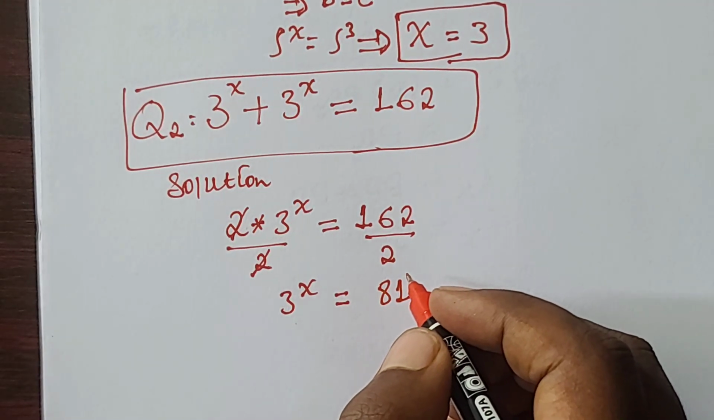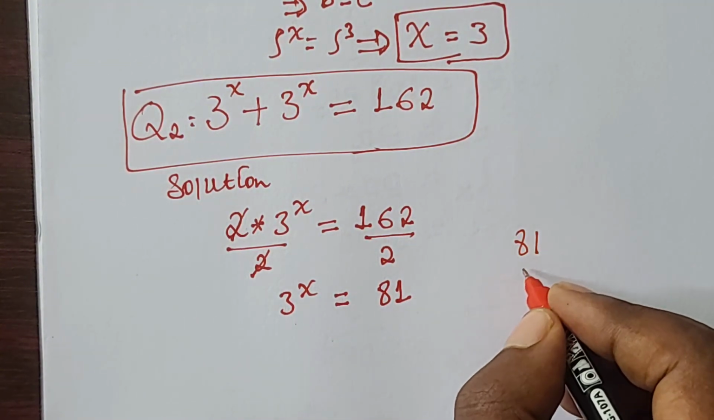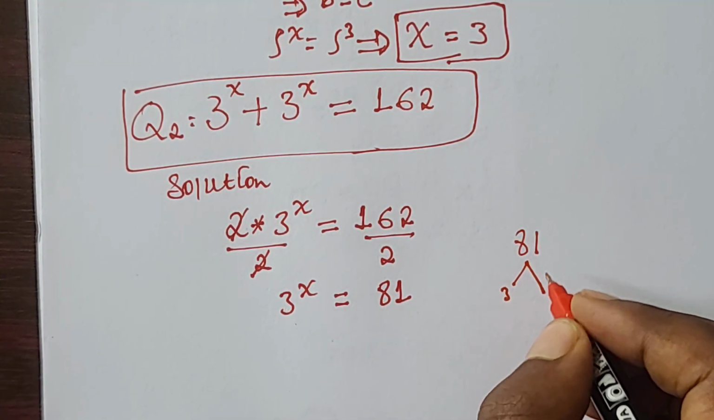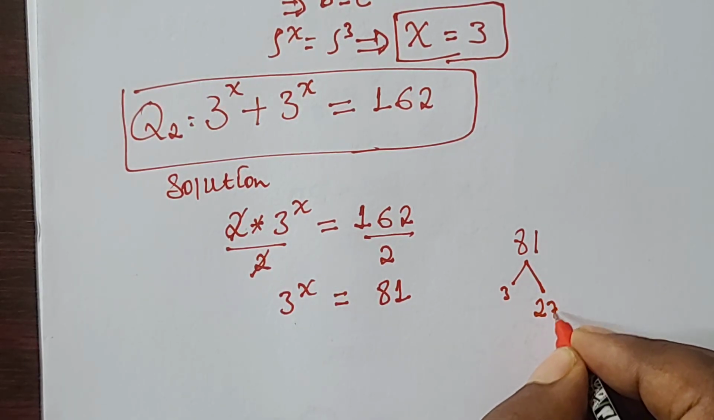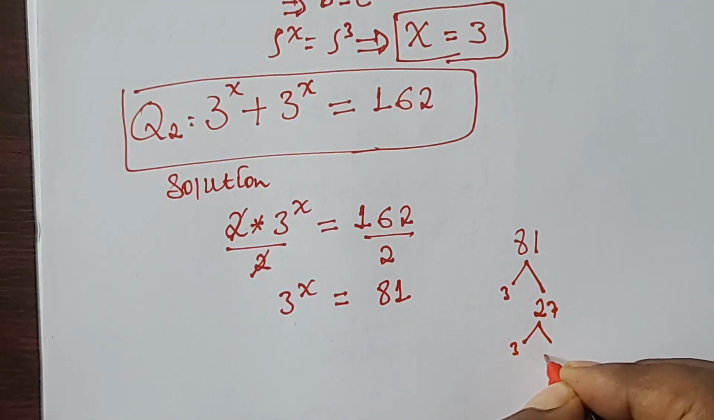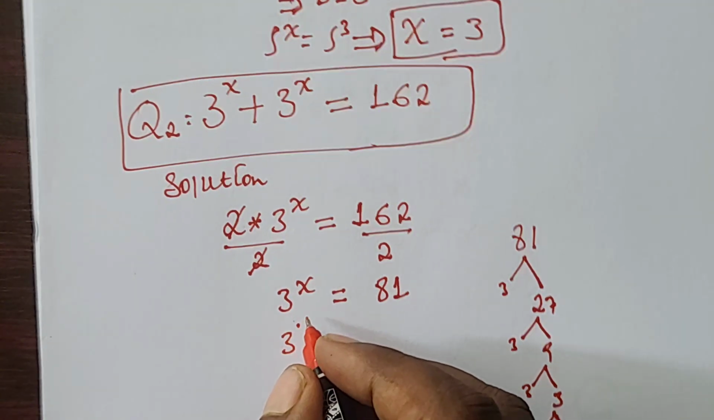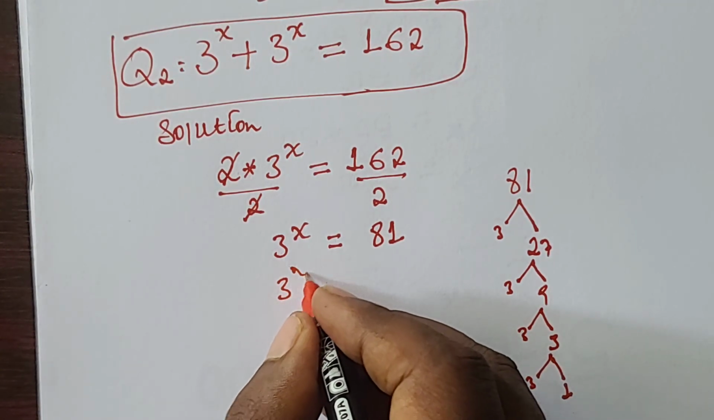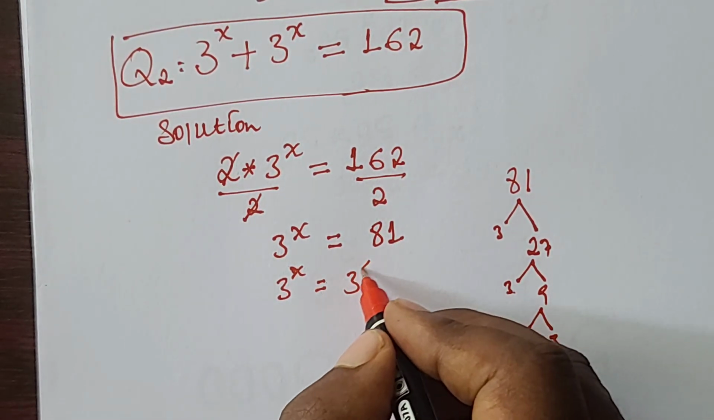Again, if you think of 81, it can be divided by 3. Therefore, 81 divided by 3 gives 27. 27 divided by 3 gives 9. 9 divided by 3 gives 3. 3 divided by 3 gives 1. Therefore, 3 to the power of x equals 3 to the power of 4.